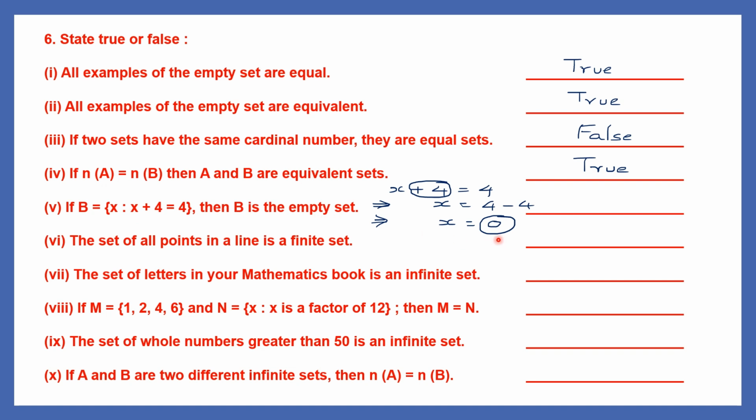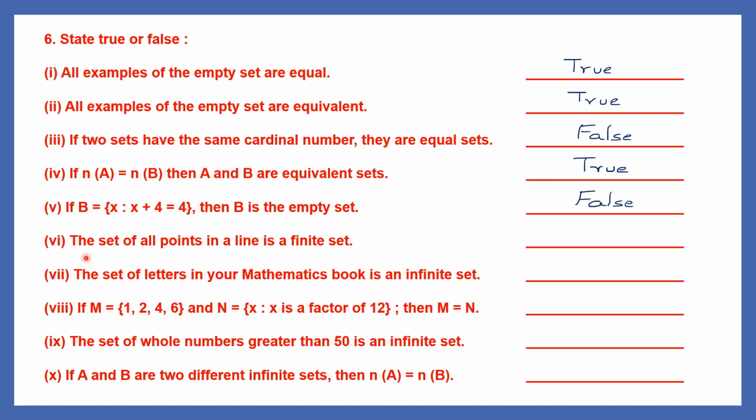Is that true? B has 0 in it because x is 0. So can B be an empty set? No. Now if I draw a set like this and I put 0 inside, is this an empty set? It cannot be an empty set because there is an element 0 inside. So here we found out that x is equal to 0. That means in that set we have 0 and it is not an empty set. So this statement which says B is the empty set, that statement is false.